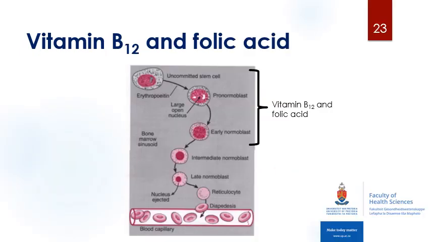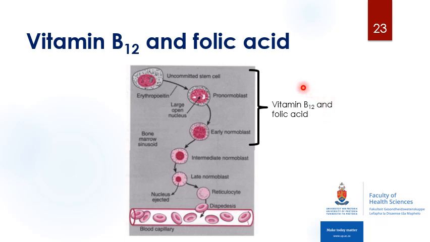So on this slide, I just want to touch on the importance of vitamin B12 and folic acid, which is also known as vitamin B9. These are two vitamins that are very important for the production of red blood cells. They work on this very early stage of red blood cell production. They're very important for the cell division and the maturation of your red blood cells.